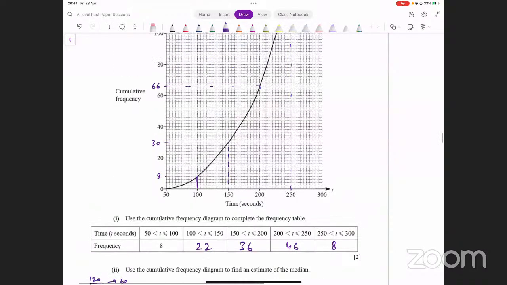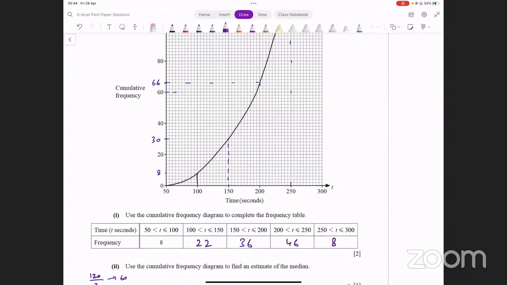The 60th value is going to be the median. At 60, you go and see what value you get on the horizontal axis. 60 is not the median, remember. The corresponding value of the variable at 60 is what you have to show on the graph, okay?